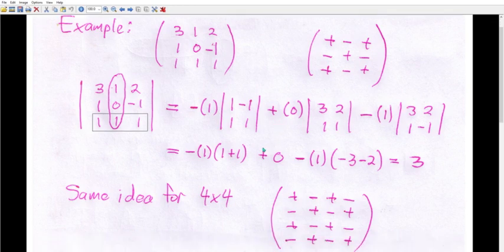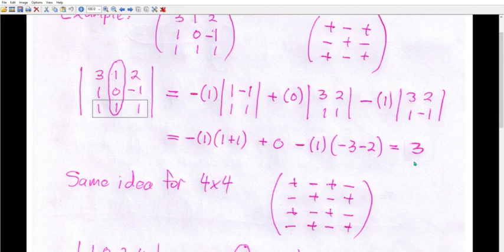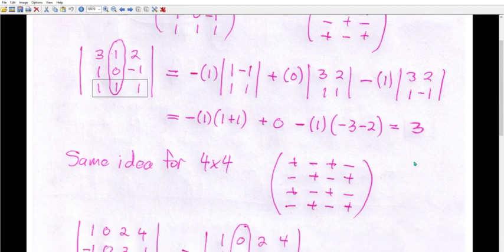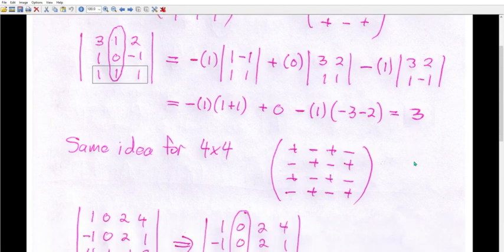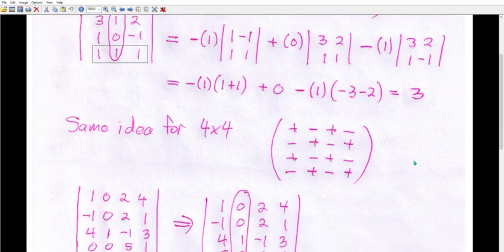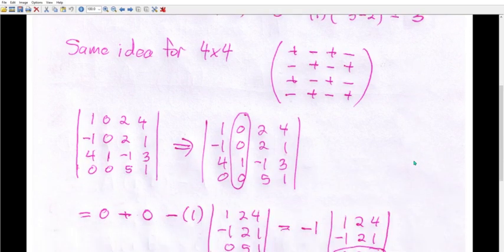And now we just evaluate this. This is 1 minus minus 1 or plus 1. 0 times who cares. And 1 times minus 3 minus 2, which gives us minus 2 plus 5, which is 3. Now, how do we evaluate a 4 by 4? Well, it's the same idea, except after we do it, we're going to get 3 by 3s, and then we're going to have to do it again.